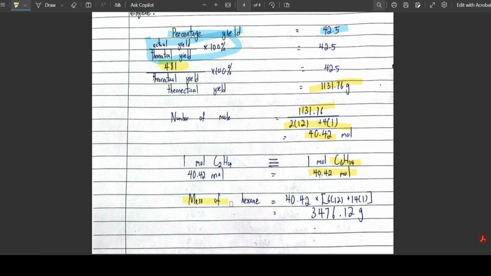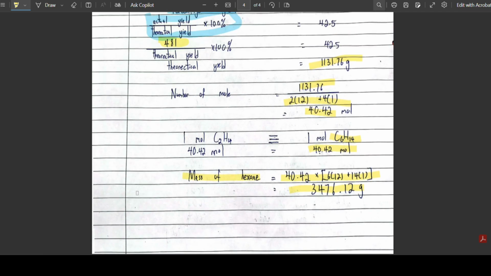So now we need to determine the mass. And we know the formula for determining the mass of hexane is moles times its molar mass. So we are getting the last answer, which is 3467.12 gram. So that's all for me.